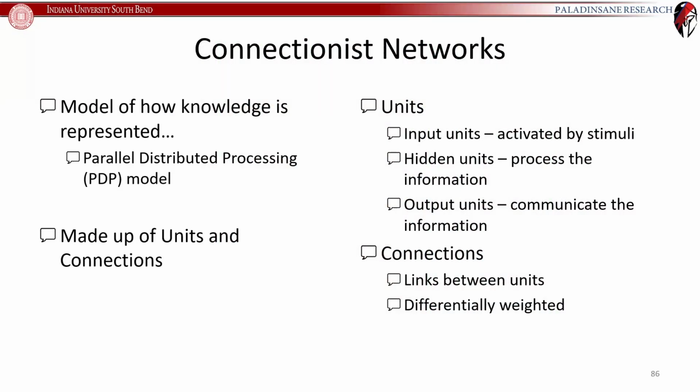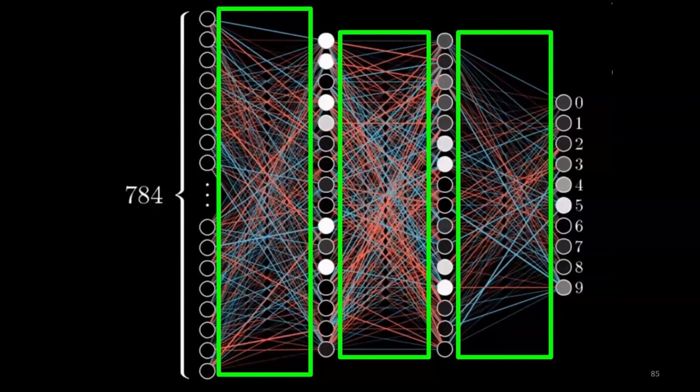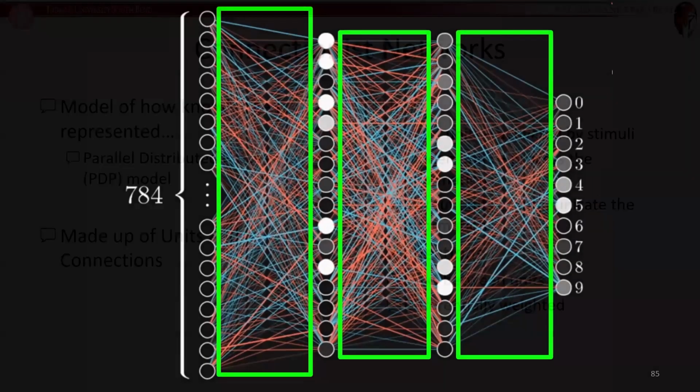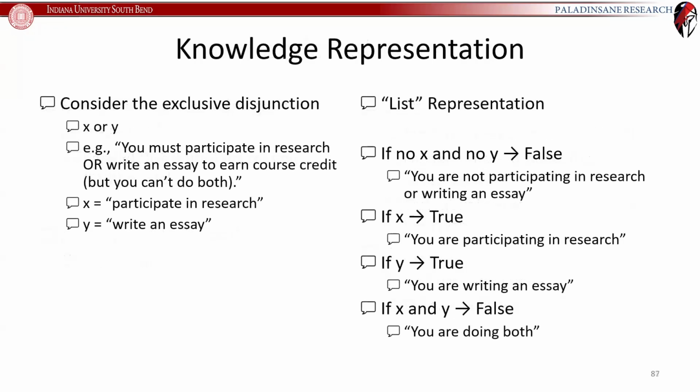So how might it be possible to represent your knowledge in something that looks like this? How could this potentially represent your cognition, your knowledge, in terms of what we are able to do and what we are able to know? So let's go back to this example here of the exclusive disjunction. How can this be represented differently in your mind? How can this be represented with a connectionist network?